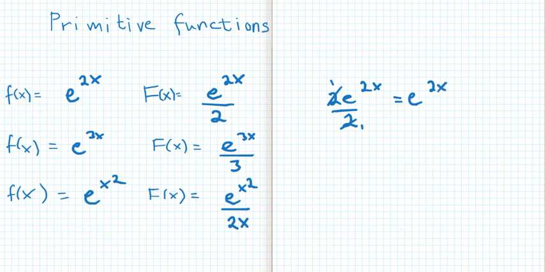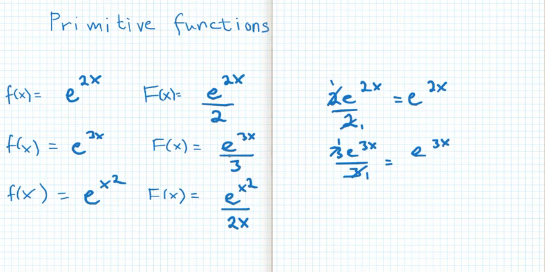Let's have a look at this one. e^(3x), the derivative is going to be 3e^(3x). And then don't forget the over 3 here. And of course we're going to simplify this. We're going to cross out the 3's. We're left with e^(3x), and that's the function. So this primitive is correct.